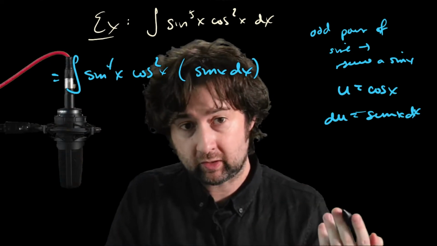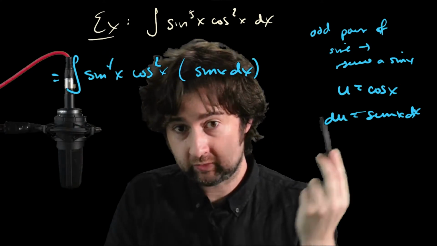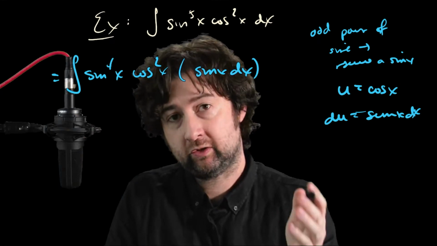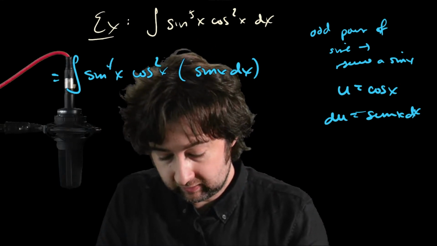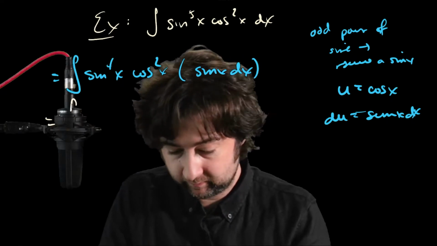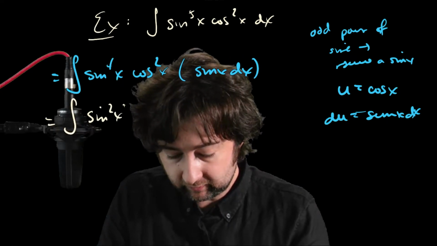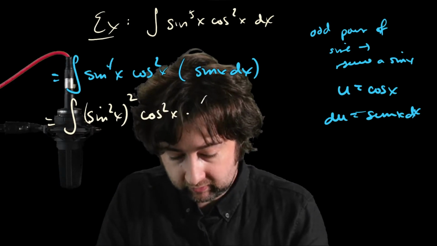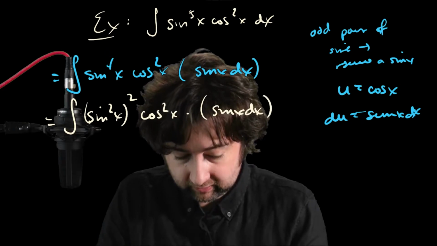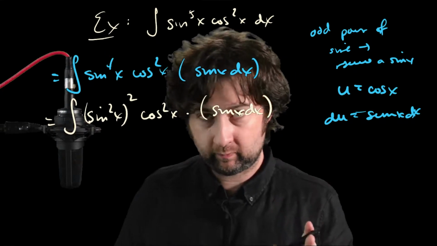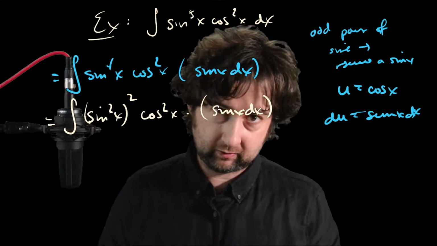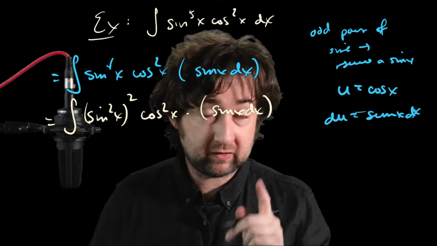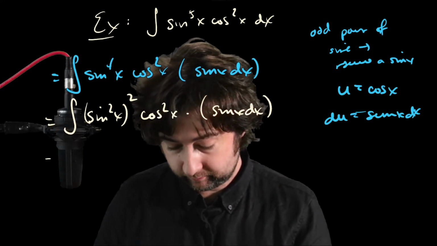Now I can't use the u substitution yet because u is supposed to be cosine and I've got all these sines running around. So I'm going to convert sine to the fourth into cosines by writing this as, you got to be careful here, this is sine squared of x squared times the cosine squared of x times the sine of x dx. I can only apply the Pythagorean theorem to squares, not fourth powers. So I'm going to rewrite this as sine squared of x squared so that I can replace sine squared with 1 minus cosine squared.